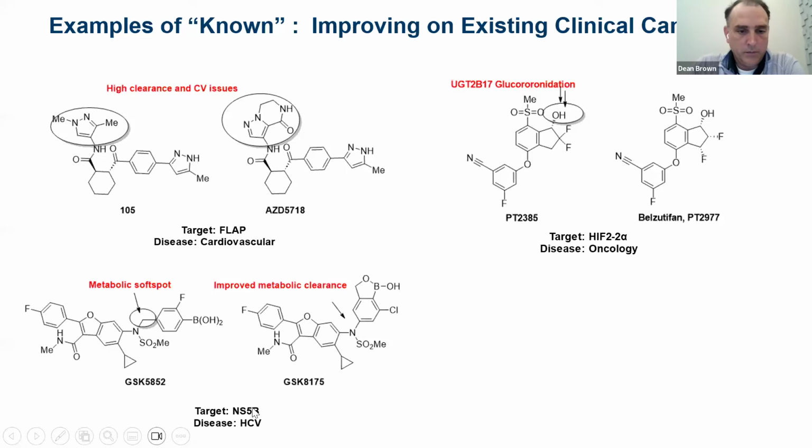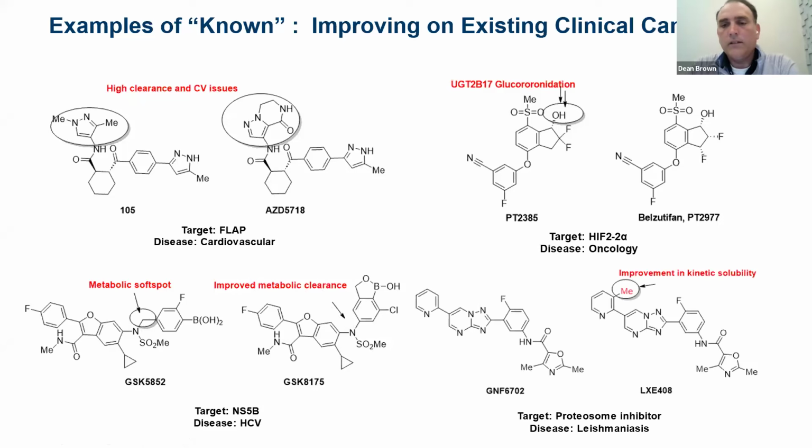Here's a GSK example in S5B for HCV. They ended up with a metabolic soft spot that limited the human clearance that was insufficient to go forward. So they redesigned and focused on improving the metabolic clearance that led to GSK 175 with a much improved human half-life than the original. This is actually my favorite example, really cool story. We encourage you to read it.